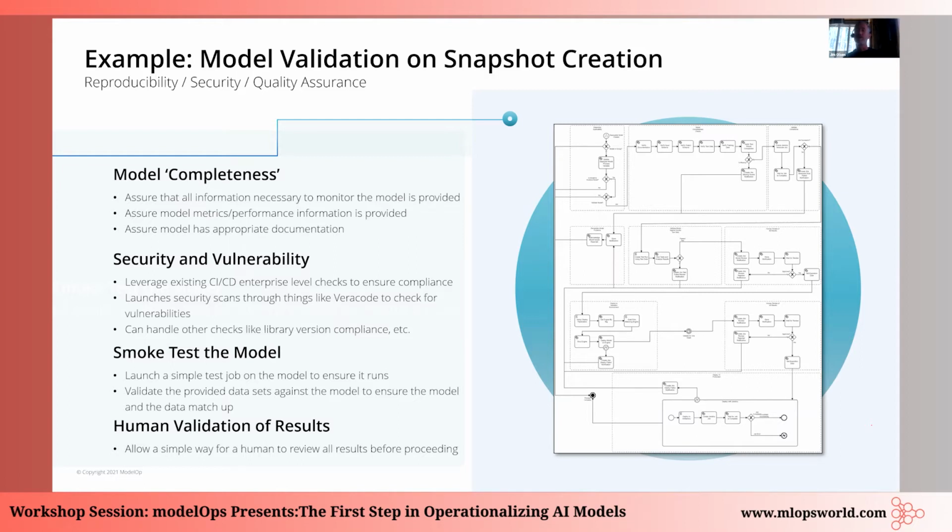So we're going to first look at model validation on snapshot creation. Now, snapshots to us are basically a version of the model. Once you create a snapshot, it is considered immutable. It can't be changed. And then it can be used for scoring, for deployment, for jobs, for all those kinds of things, so that we have that immutability.